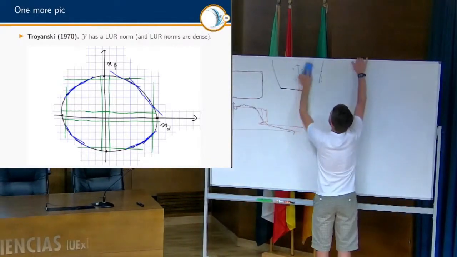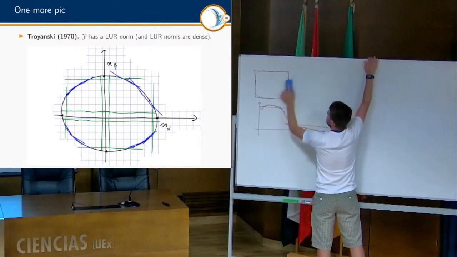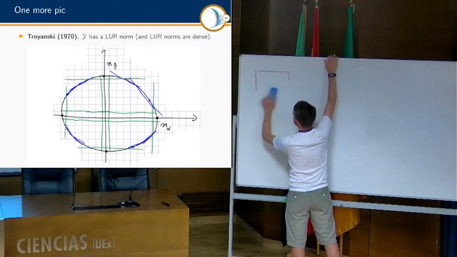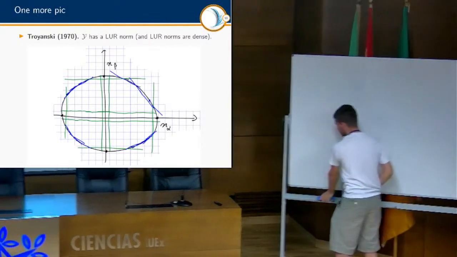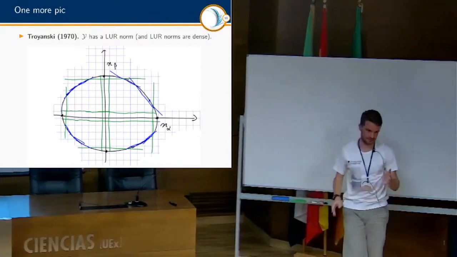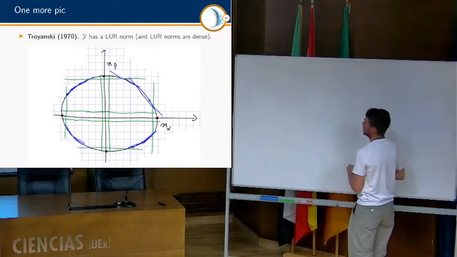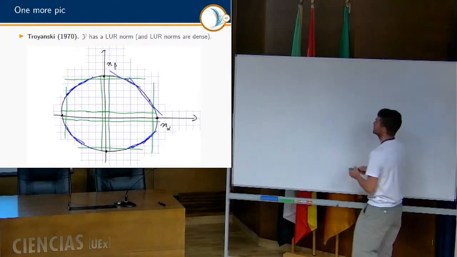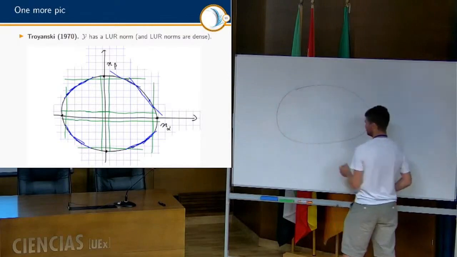So what is happening? First of all, our space Y has an LUR norm. This is Troyanski's renorming theorem, or maybe it's hidden in the proof. It's not explicitly Troyanski, but implicitly. So the unit ball in general is LUR. So it looks like a very round potato.